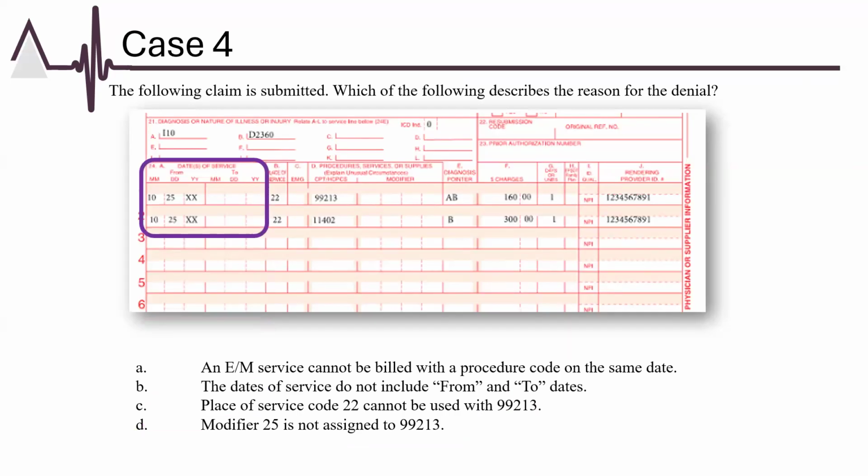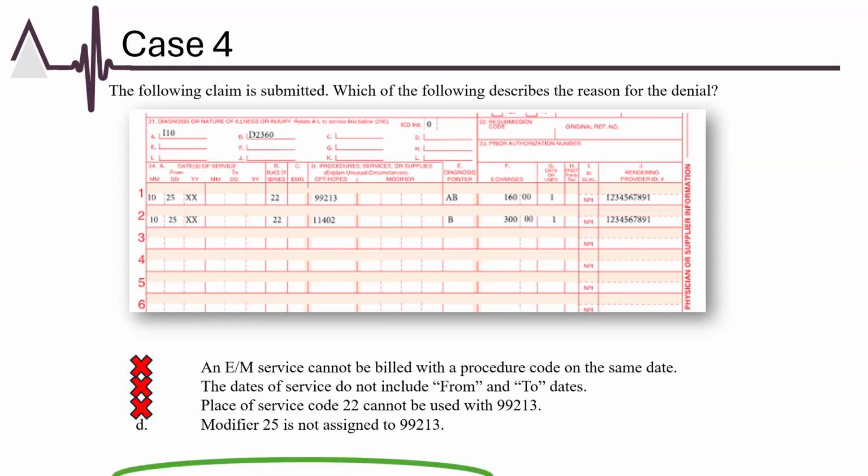To and from dates are not required when only one date of service is listed. Place of service 22 can be used for 99213 as the CPT description reads office and other outpatient services. An E&M service is allowed on the same day of service with the use of modifier 25, showing the E&M service is significant and separately identifiable. As previously noted, the modifier is missing on the claim form and would be the reason for the denial of the E&M service.